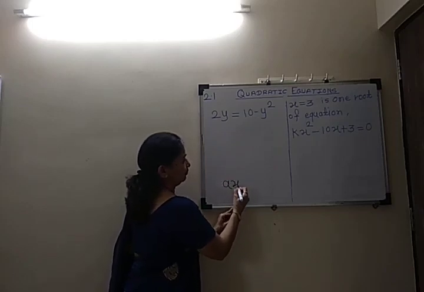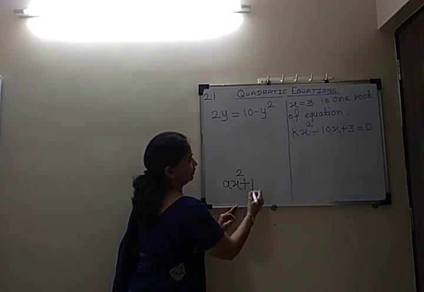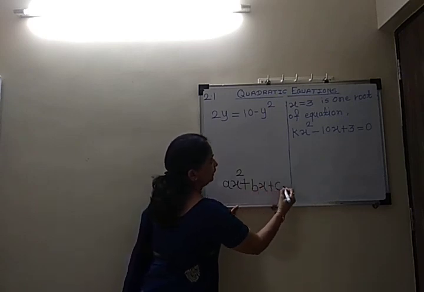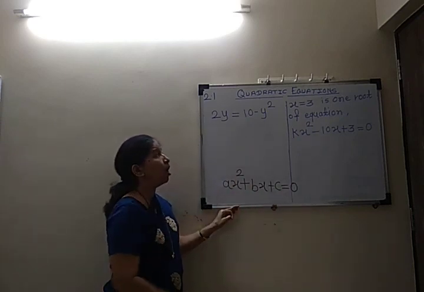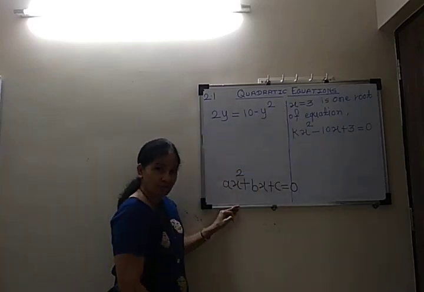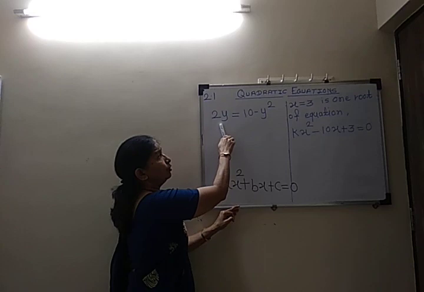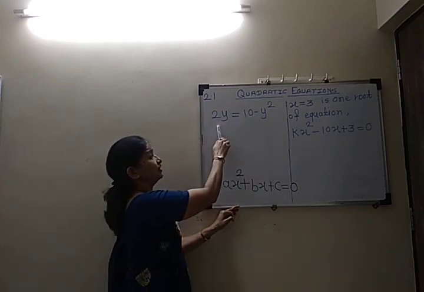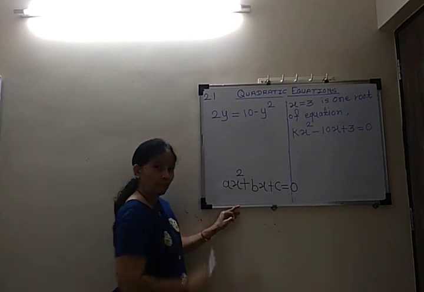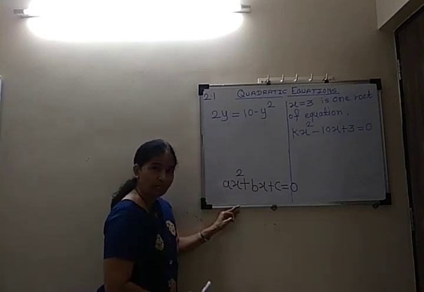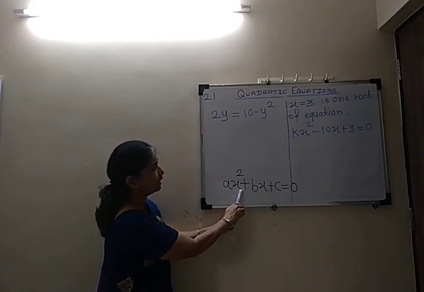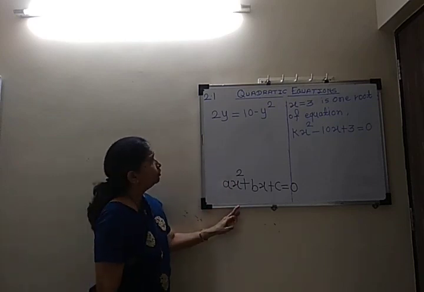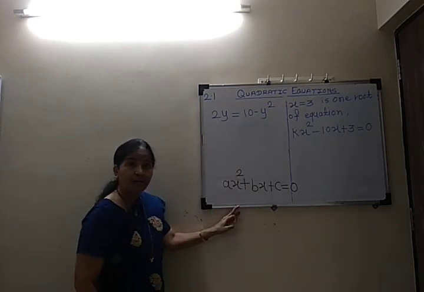Ax square plus bx plus c is equal to 0 is the standard form of a quadratic equation. So you have to write this quadratic equation in this standard form. See here properly, on the left hand side at first they have written the square term. So which is the square term here? It is minus y square.